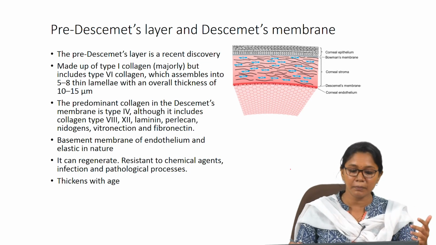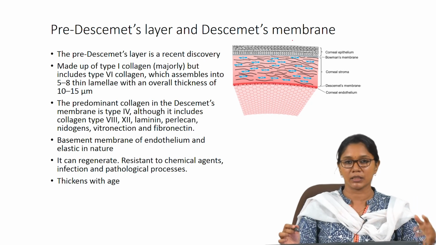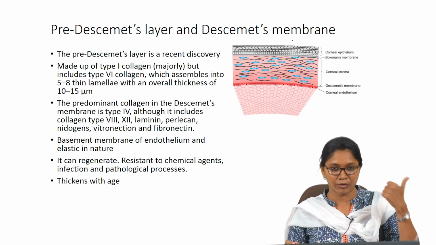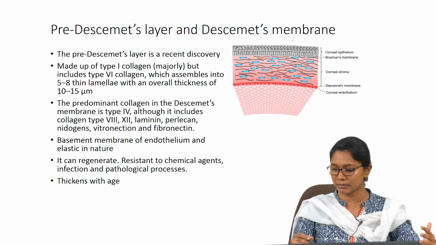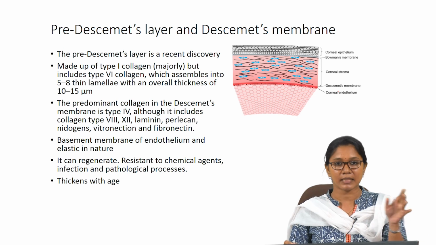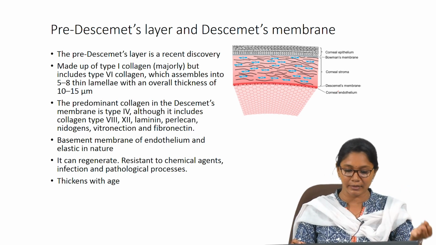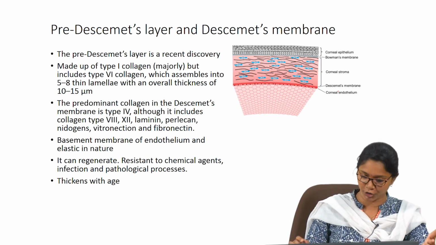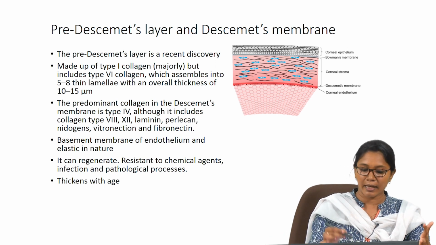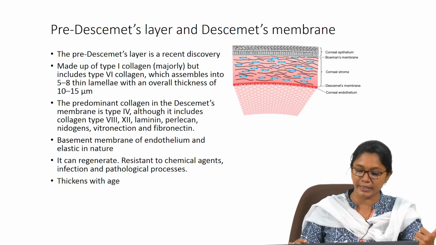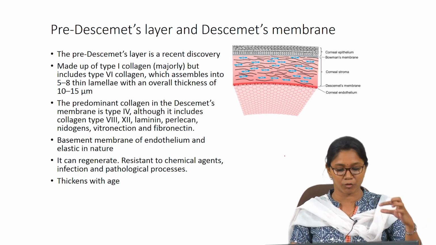And now we move on to the pre-Descemet and the Descemet membrane. As I have already told, the Descemet is the fourth membrane, but since its inception in 2013, the pre-Descemet is the layer that is before the Descemet membrane. Both these membranes are acellular. They contain collagens, laminin, lectins and different types of collagen. The pre-Descemet membrane is made up of type 1 collagen, which assembles into lamellae, and the overall thickness is around 10 to 15 micrometers.